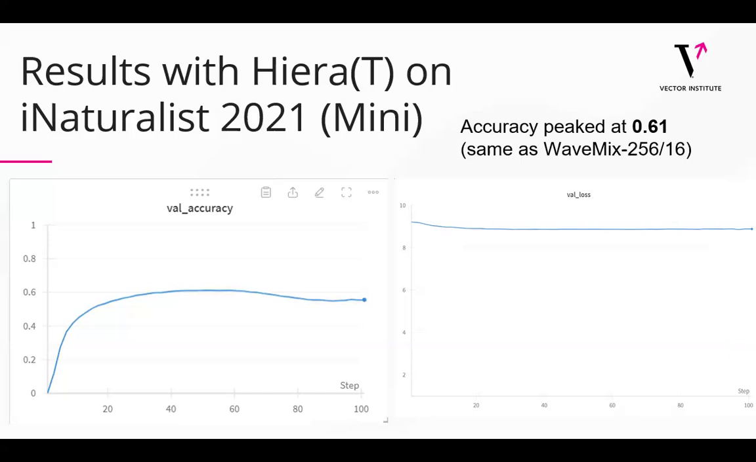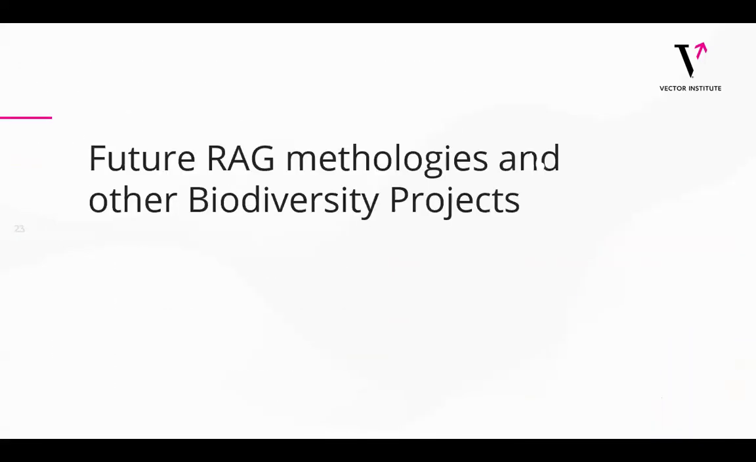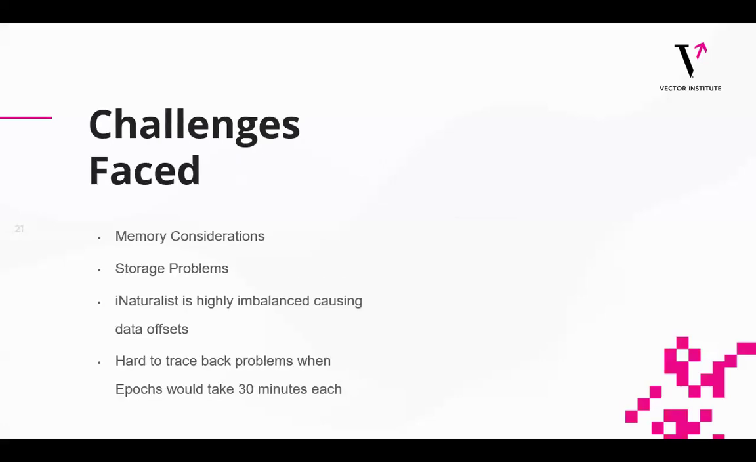And the accuracy over here peaked at 0.61, which is the same as WaveMix, which was the top performing accuracy in Papers with Code, which is where we evaluate a bunch of different models on different datasets. So that was the results for Hiera. Some challenges faced, some lessons learned. I'll go over that as well.